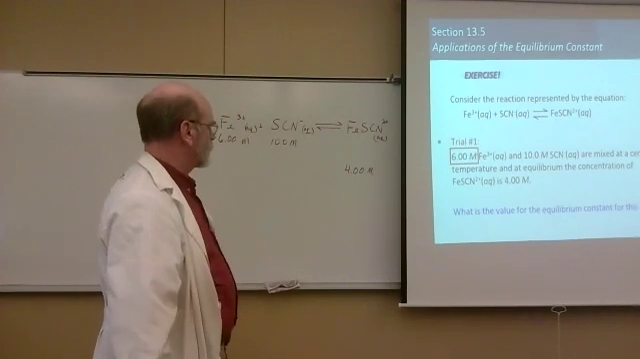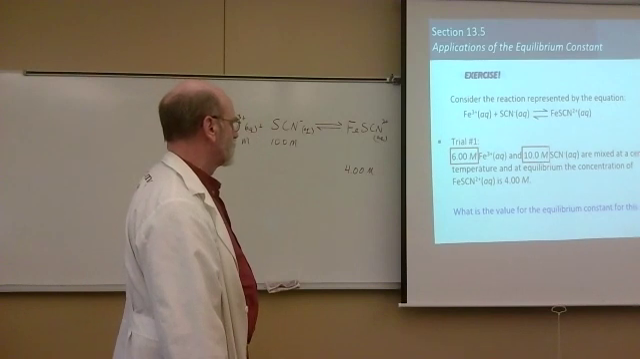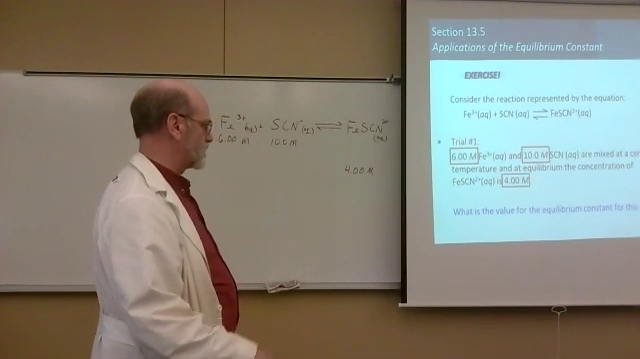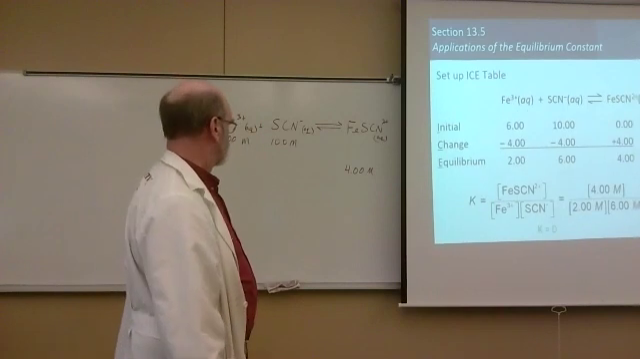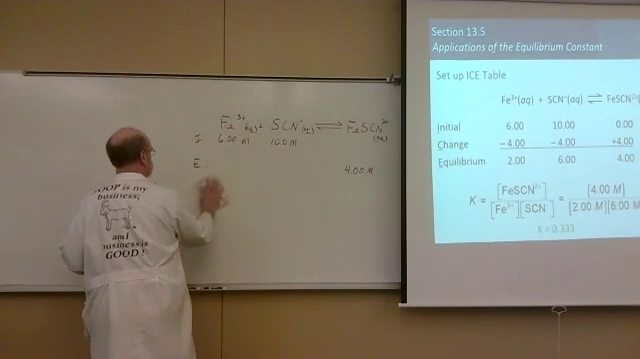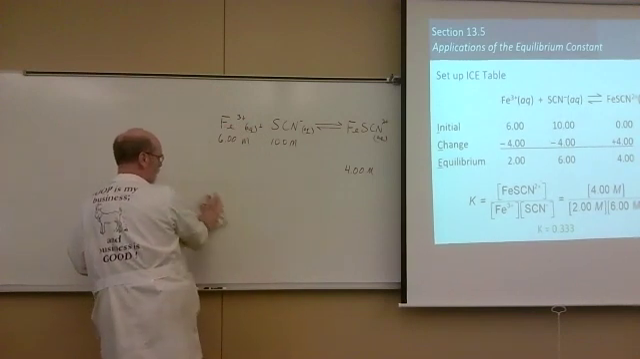So we're starting off with 6 molar there, 10 molar there, and we end up with 4 molar. This is the information that's given to us. So here's the approach. This is called the ICE table.